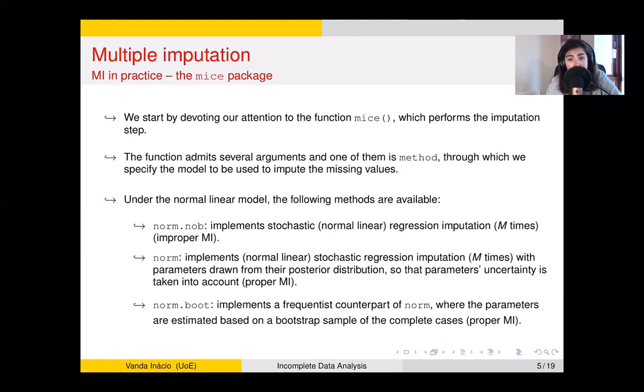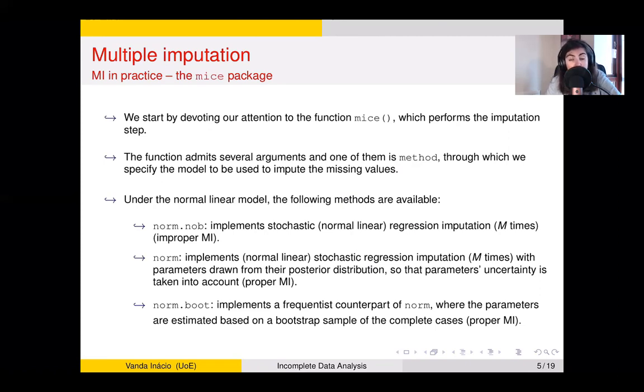And then we have the methods norm and norm.boot, where they also implement a linear regression model. They add noise, so it's the same as stochastic regression imputation, but we are using different parameters or slightly different estimates for each of the copies of the data set that we have made. And norm draws the parameters for each copy of the dataset that we have made from their posterior distribution. And norm.boot is kind of the frequentist counterpart.